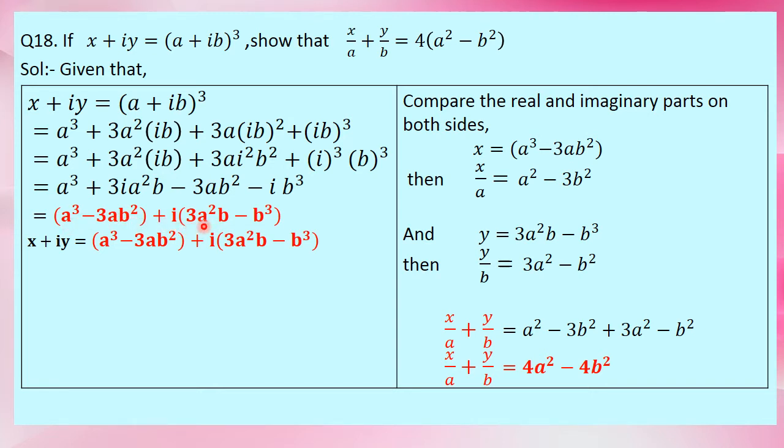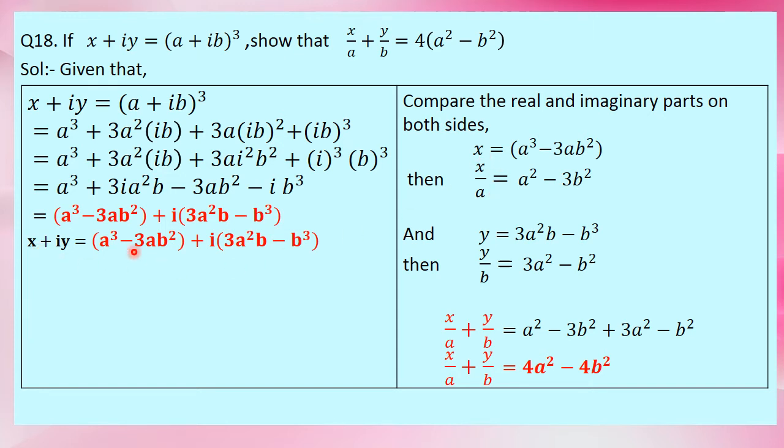So x plus iy is equal to a cube minus 3ab square plus i into (3a square b minus b cube). Now compare the real and imaginary parts on both sides. That is, this is a complex number with a real part and an imaginary part. So the real part on the left hand side is x, and on the right hand side it is a cube minus 3ab square.